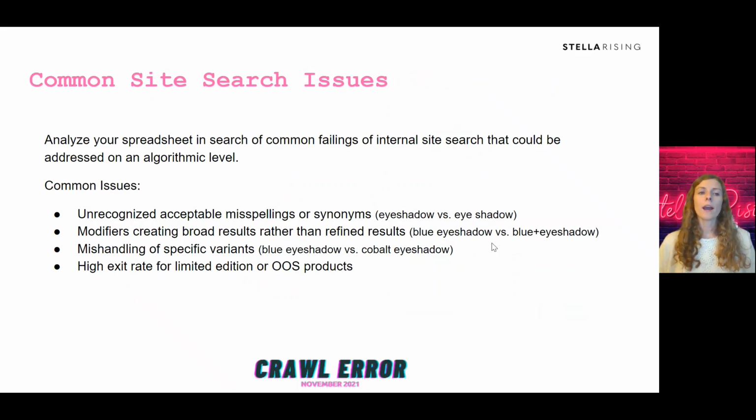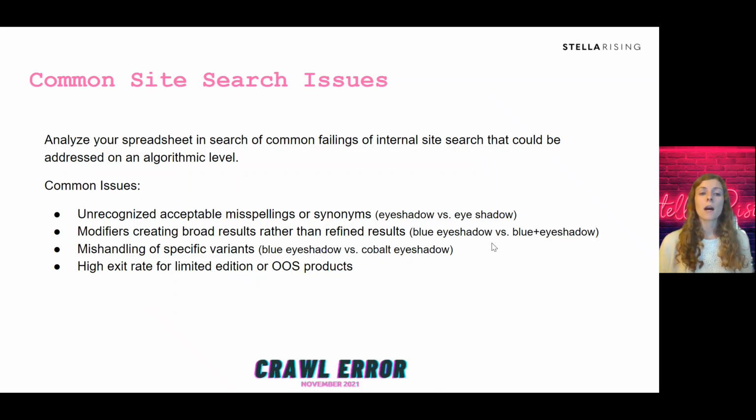So once you have thought about that, you will look for common site search issues in your data. These are some common trends that we'll see. So typically there will be issues with your site search not recognizing alternate spellings of something, or not recognizing synonyms. So for example, a term like eyeshadow with or without the space might give you different results. That's something to look for.